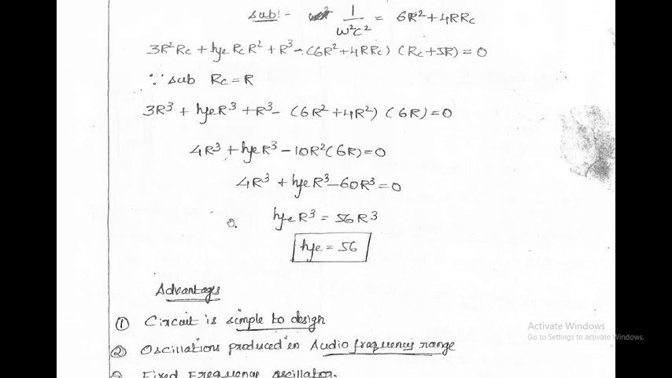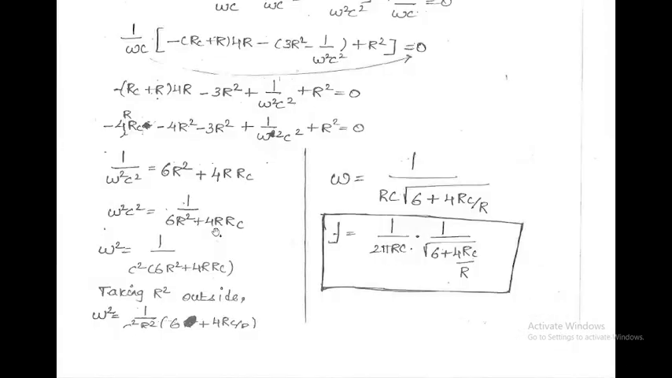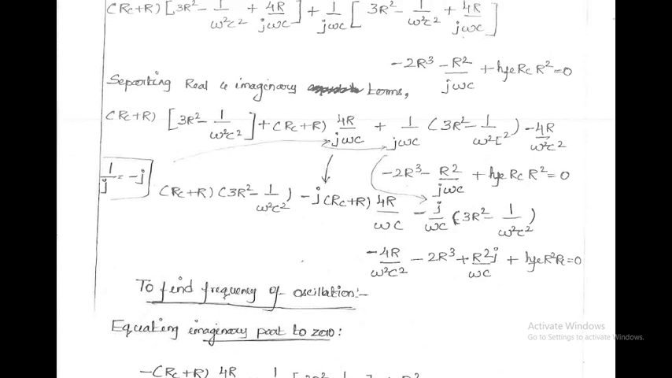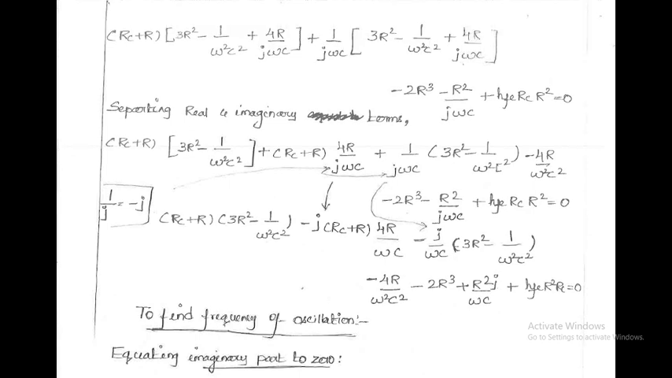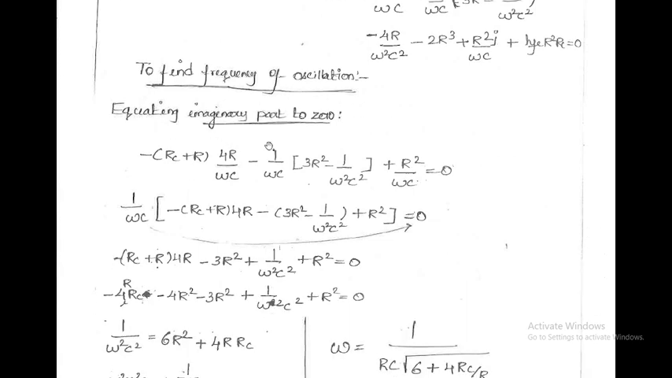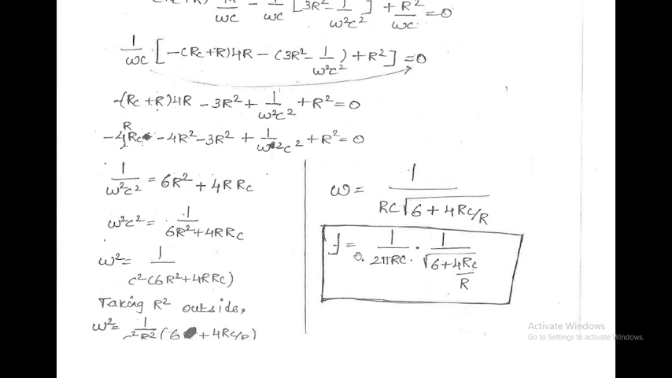Again I'm repeating. This RC phase shift oscillator has a derivation that seems complex. It's not a complex derivation, it's a very simple derivation, but we have to solve it very carefully. For finding the frequency of oscillation, we should equate the imaginary part to 0. So f equal to 1 by 2 pi RC into 1 by root of 6 plus 4 RC by R. It's a very important formula for solving 2-mark problems or 13-mark problem questions.